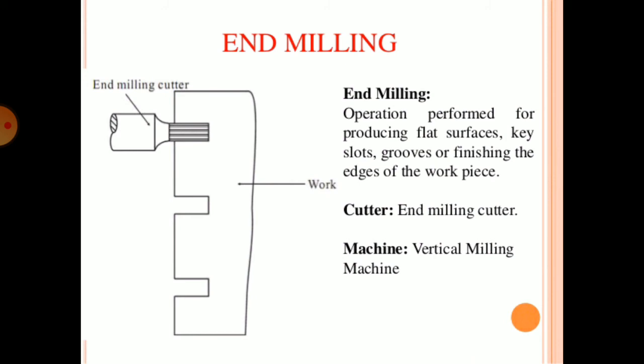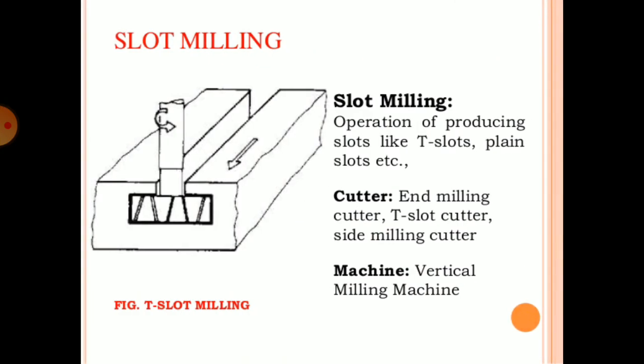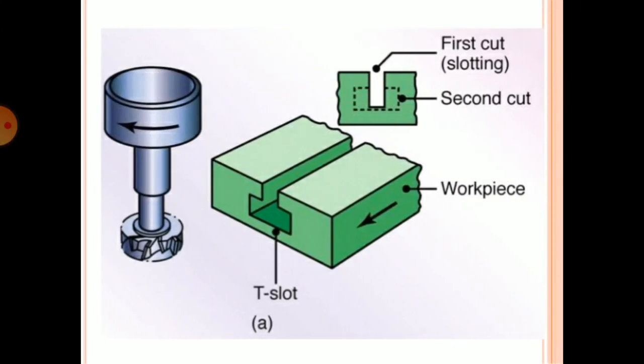In end milling, operation performed for producing flat surfaces, in which cutter is the end milling cutter and machine is vertical milling. In side milling, operation performed for producing flat surfaces, slots, grooves, or finishing the edges of the workpiece, in which cutter is end milling cutter and machine is horizontal milling machine. In slot milling, operation of producing slots like T-slots, plane slots, etc. And cutter is end milling cutter, T-slot cutter, side milling cutter, and machine is vertical milling machine. This is the slot cutting.